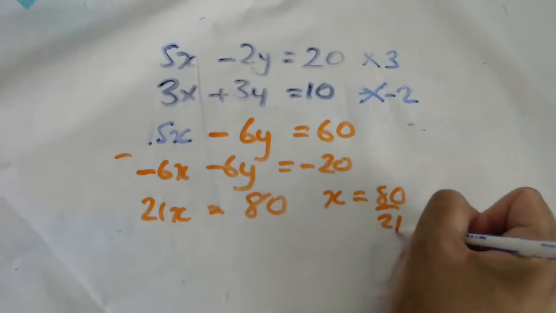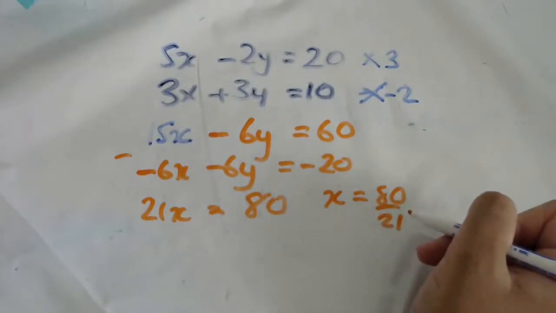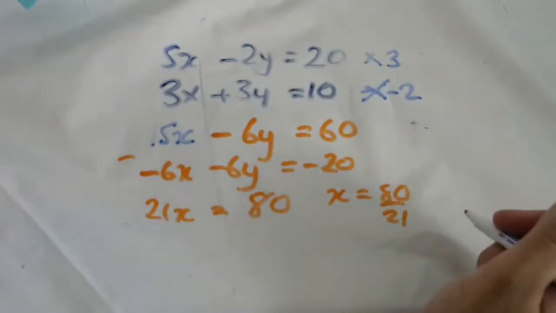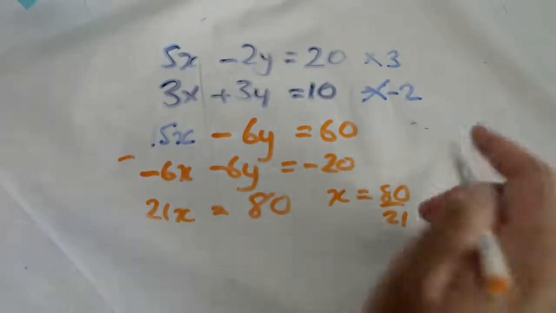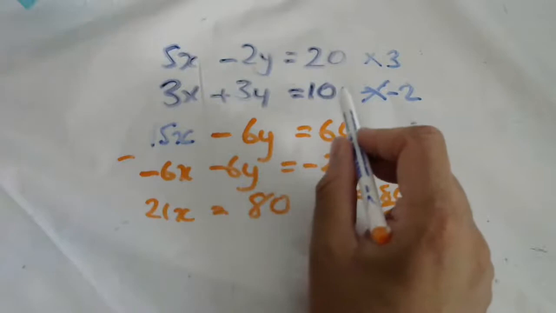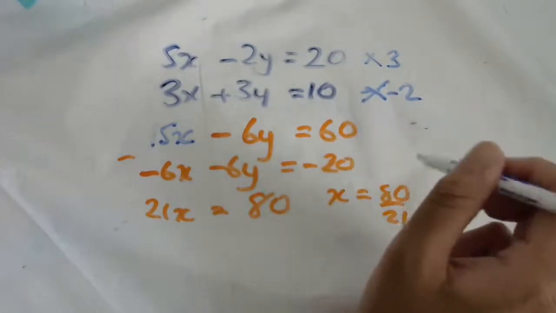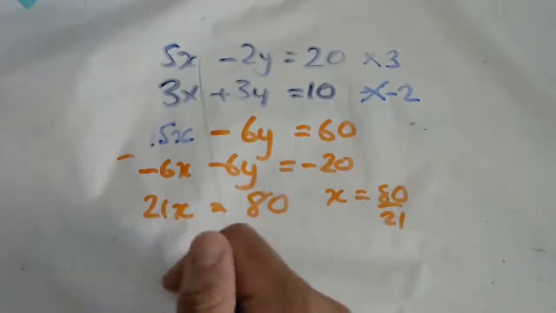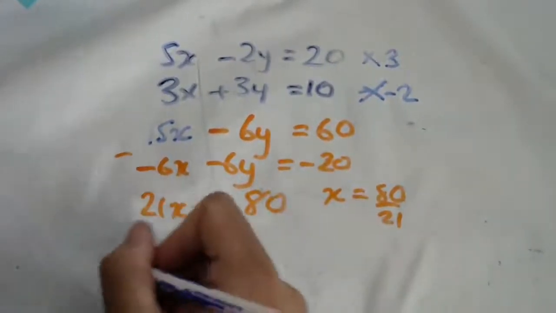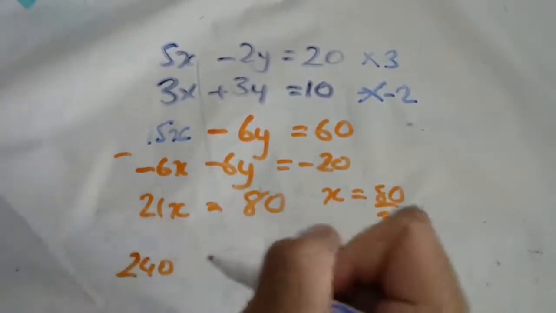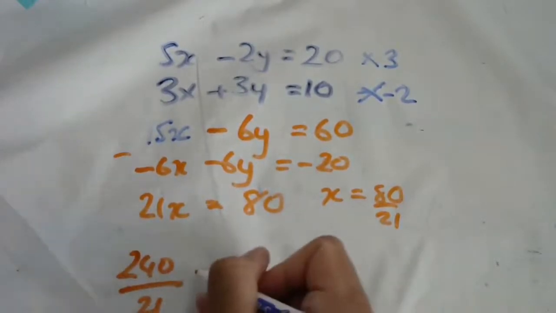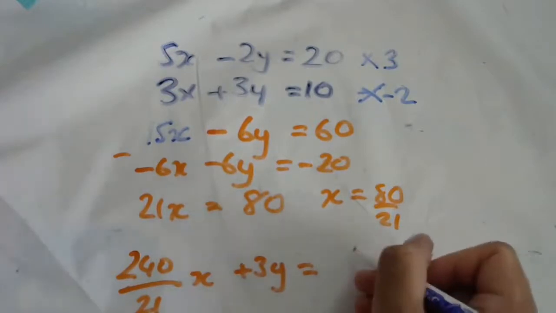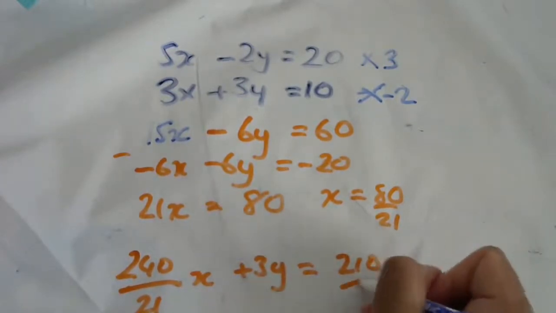And that's done right. Where the hell did 640 come from? Well, we're going to find out in a minute, right? We'll try that in a second. So x equals 80 over 21. I'm going to put it in the 3x plus 3y equals 10, just because it's easier to deal with because everything's positive. So that's going to go 3 times x would be 240 over 21. Plus 3y equals 210 over 21.